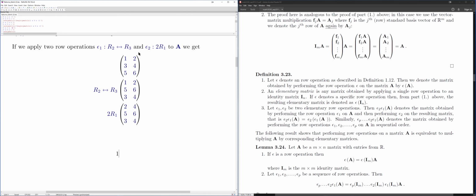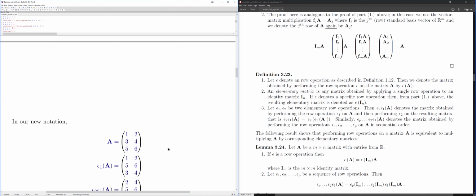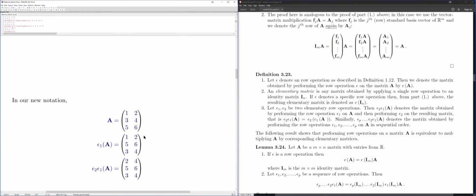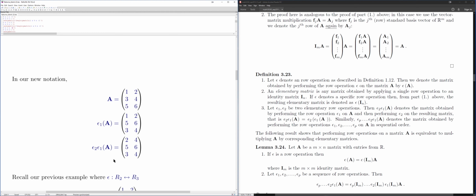as before. So this is the A over here, and then this is the epsilon 1, and then this is the epsilon 2 epsilon 1 A. So this is the A, I apply epsilon 1, and then I apply epsilon 2 on top of that. So that's what this is here: A, apply epsilon 1, which is switching row 2 and row 3, and then apply epsilon 2, which is multiplying row 1 by 2. So this is how you want to read this.